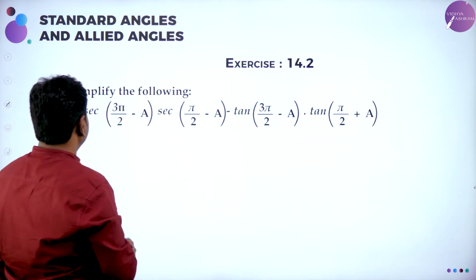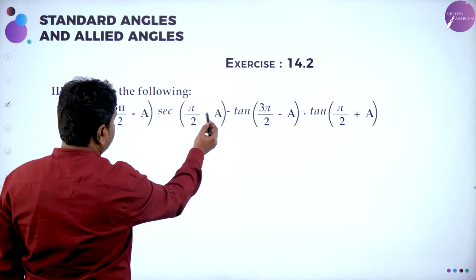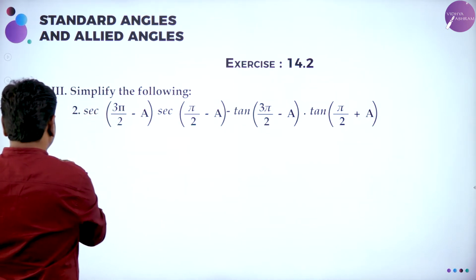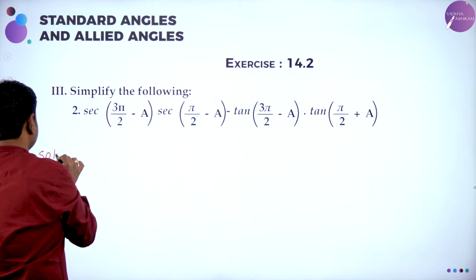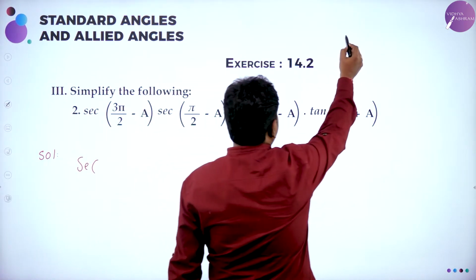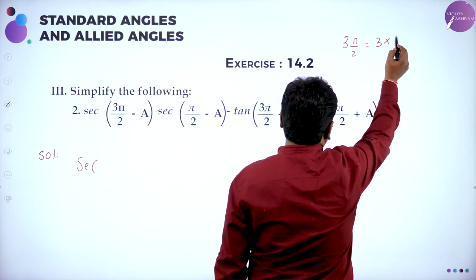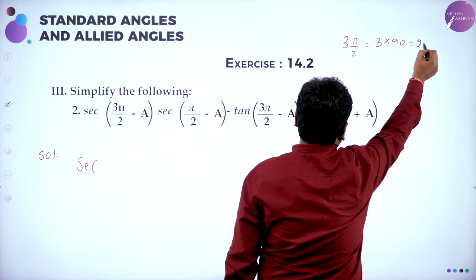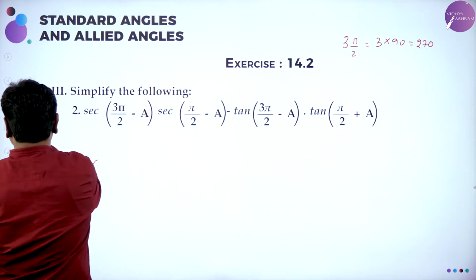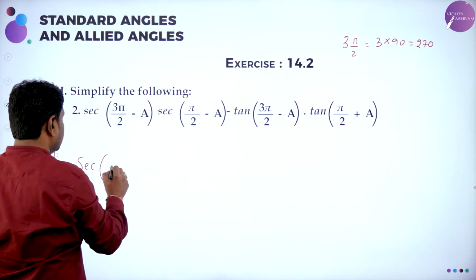Now going ahead, so they want secant of 3 pi by 2 minus a into secant of pi by 2 minus a, minus tan of 3 pi by 2 minus a into tan of pi by 2 plus a. So now simplify this. Secant of, dear students, 3 pi by 2. What is 3 pi by 2? 3 pi by 2 means 3 times, all of you know pi by 2 is 90. 3 times 90 is what? 270.